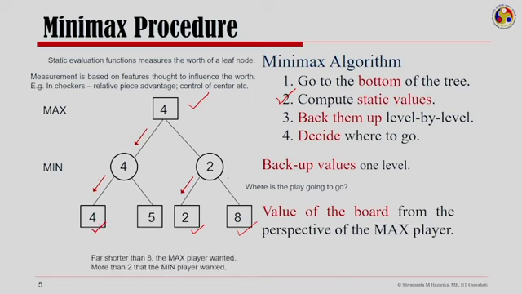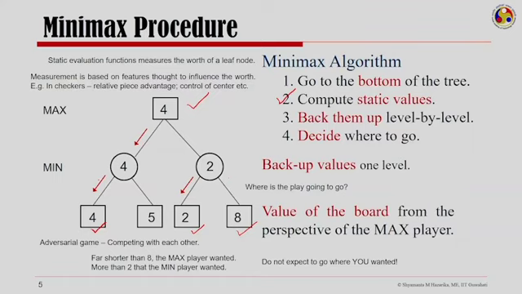Now, this is because these are adversarial games. Min and max are competing against each other, and you do not expect to go where you wanted, because the competitor is always trying to stop you from going there. And that is why we arrived at 4, which was far shorter than 8, and more than 2, what the min player would have wanted.